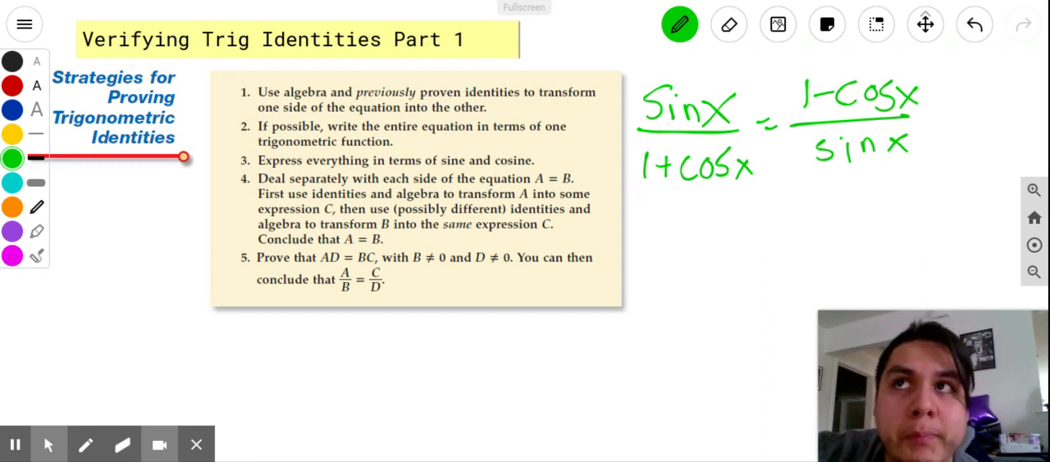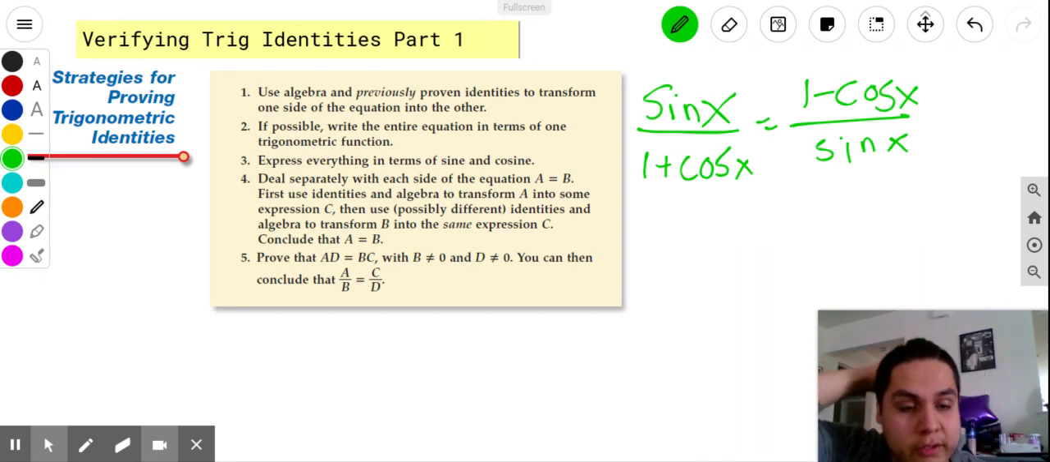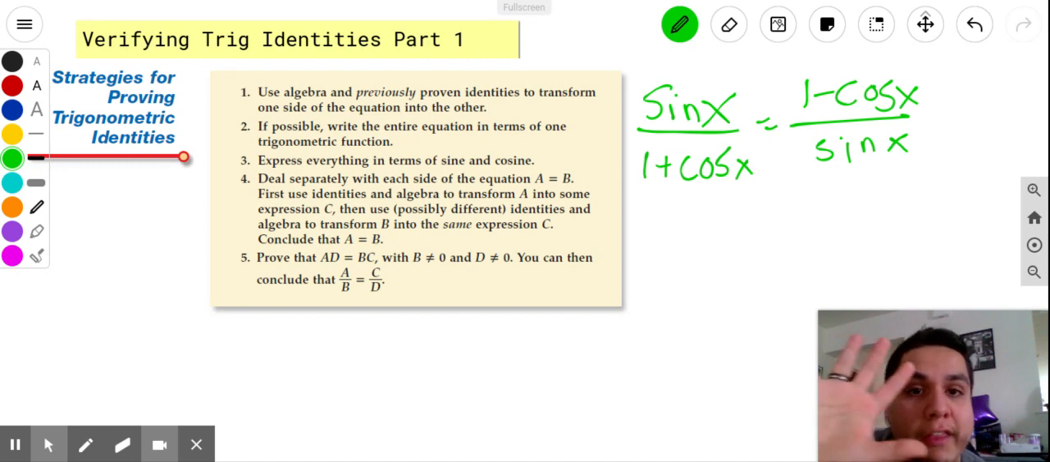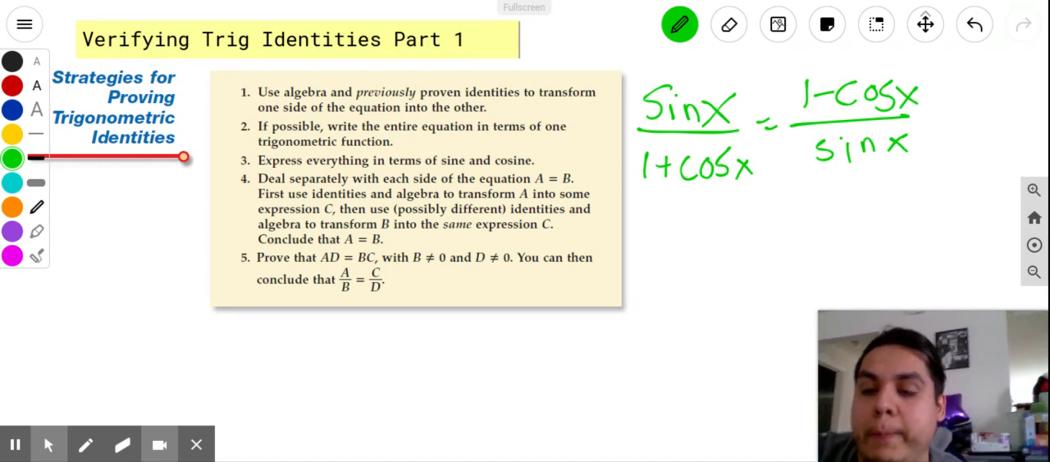There are a couple ways that we can work with this, and I'm going to show you those couple ways, and you can kind of see how they're similar to each other. So when I have a fraction equal to another fraction, I kind of want to maybe cross multiply. Because I'll work with fractions if I need to, but if I don't have to, then I don't have to, right? And this is employing the fifth strategy listed here. Prove that AD is equal to BC, so we can conclude that A over B would equal C over D. All right. So we're just going to go ahead and cross multiply.